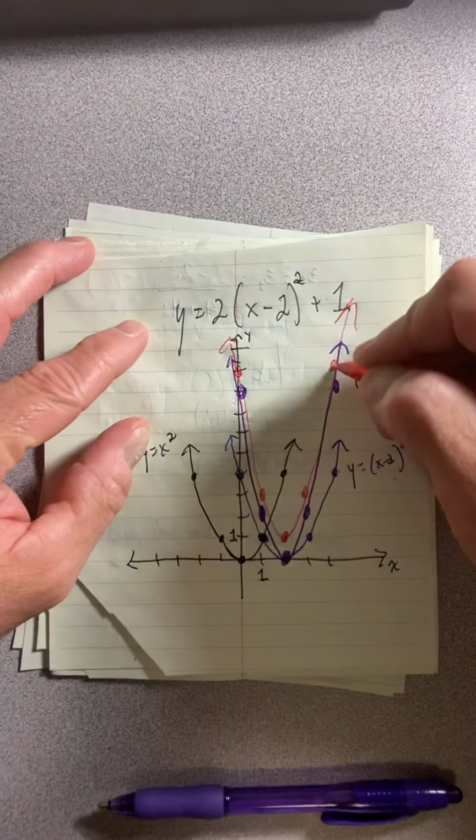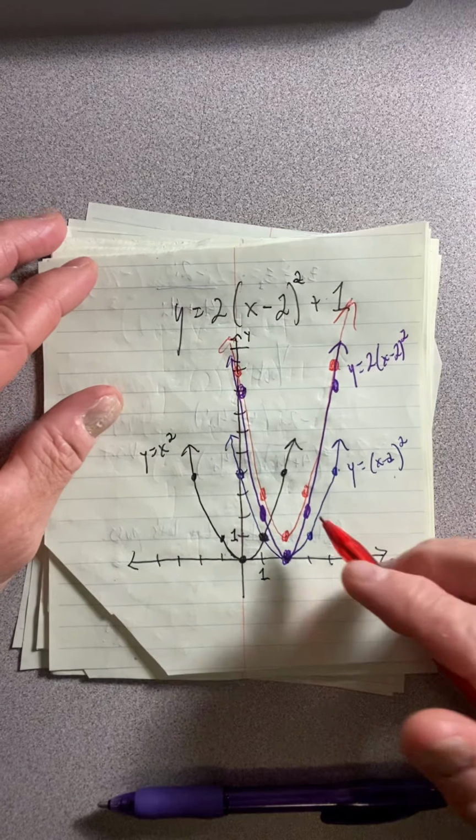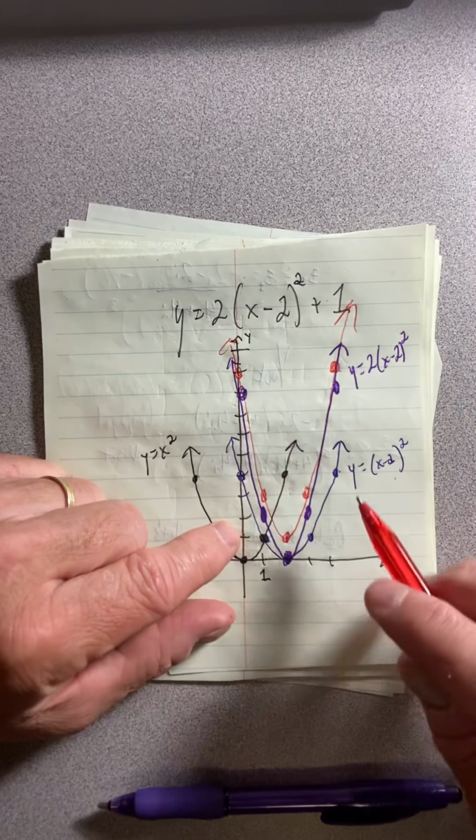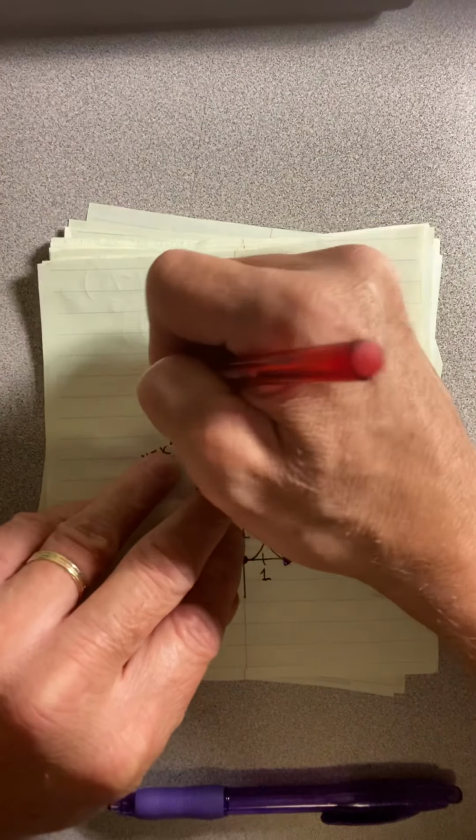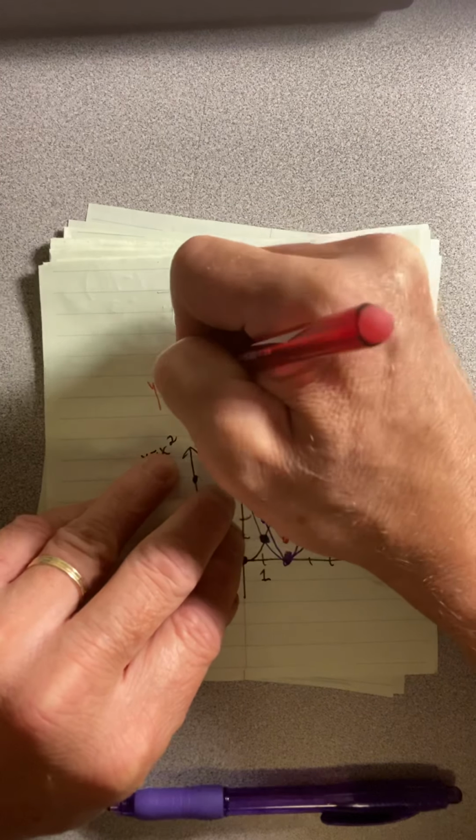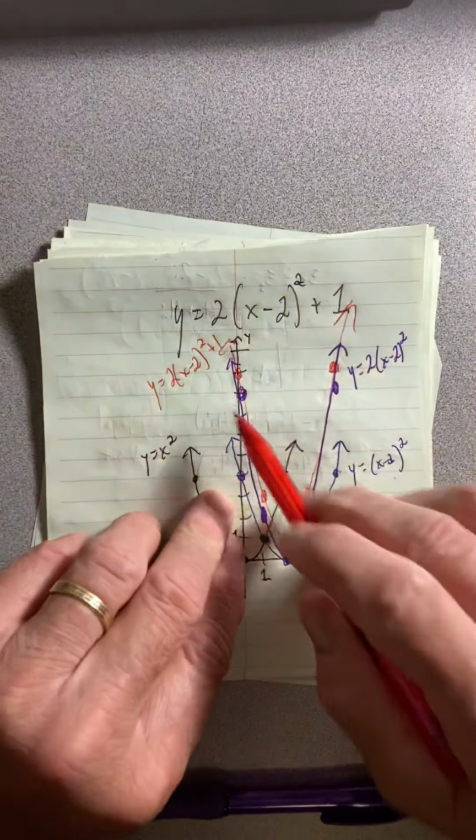And maybe that's not the best graph in the world, but there is the graph of y equals 2 times (x minus 2) quantity squared plus 1 in red.